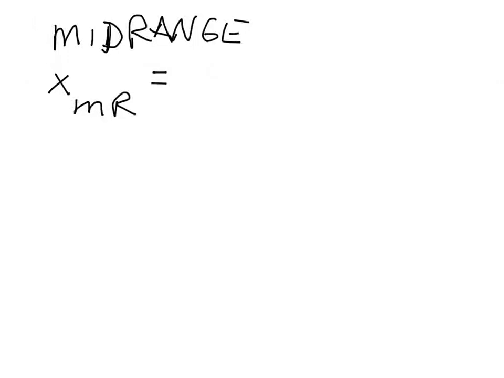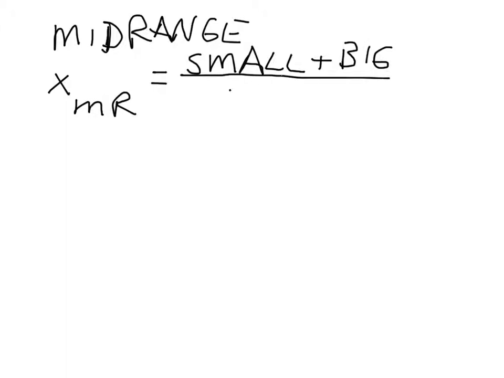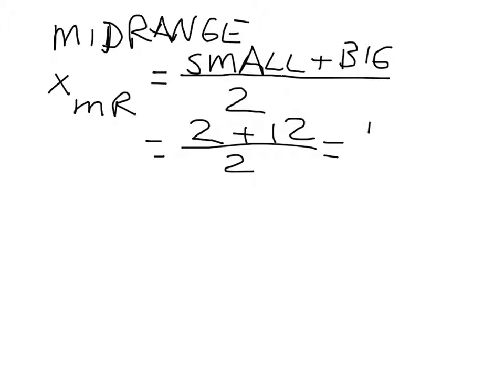Now, for the next one, the mid-range, you're going to use the largest value and the smallest value. So the mid-range is small plus big over 2. Yes, there's a formula for this, but we're going to use this version. So the smallest value is a 2, the largest value is a 12. Add them up and divide by 2. That gives me 14 over 2, or 7.